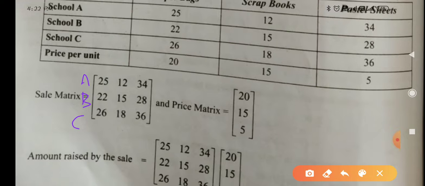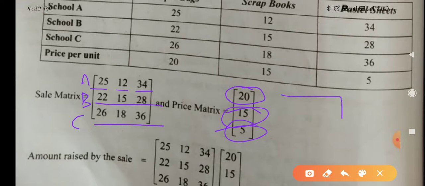Here also they are giving one table. School A is selling 25 paper bags, 12 scrapbooks and 34 pastel sheets. In the same way school B, in the same way school C. Now you take the cost in a column matrix. Cost of one paper bag 20, one scrapbook 15 and one pastel sheet 5. So when you multiply, what will happen? You see, like this you will multiply.